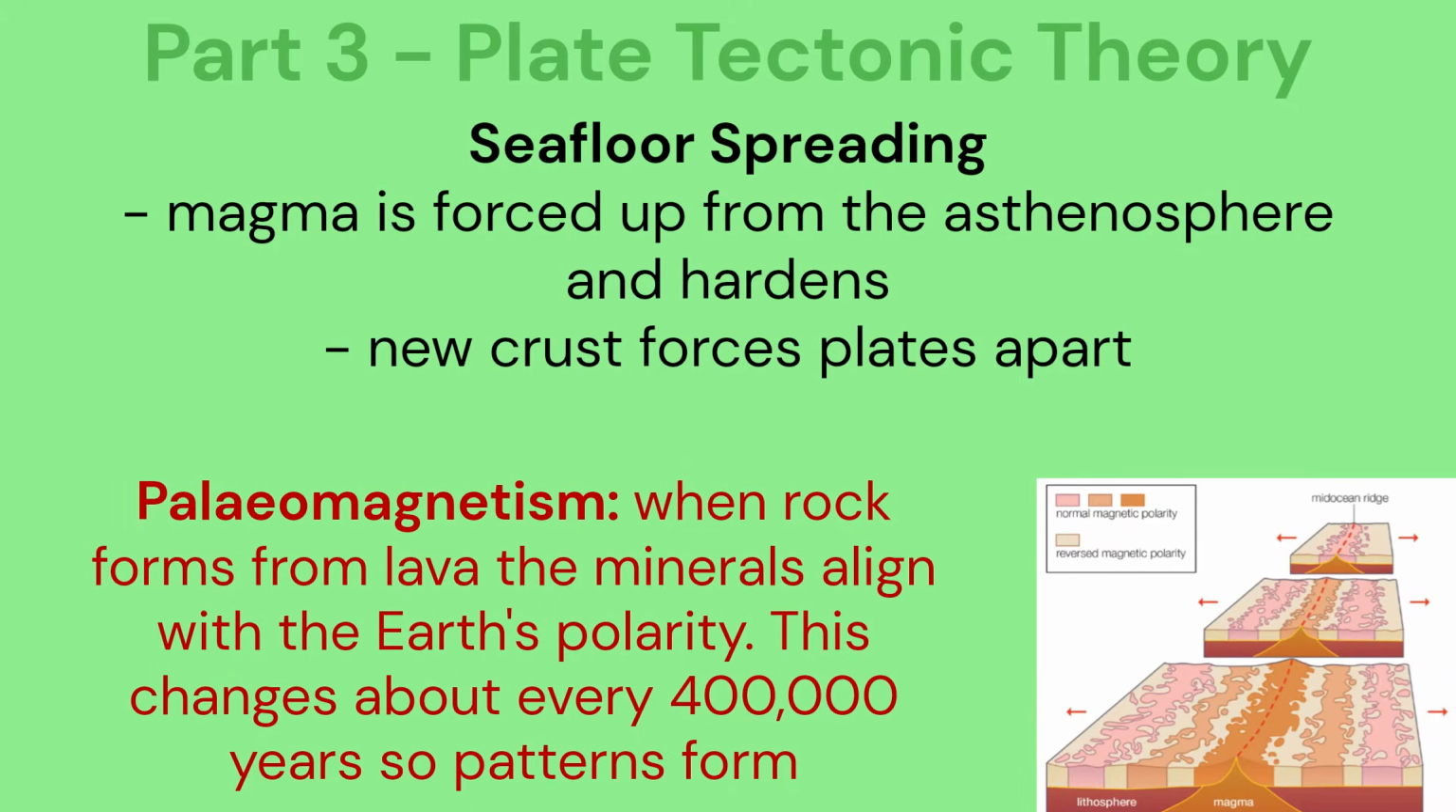Seafloor spreading occurs where magma is forced up from the asthenosphere and hardens. The new crust forces plates apart. A key term to understand is paleomagnetism: when rock forms from lava, the minerals align with the Earth's polarity. This changes about every 400,000 years so patterns form.